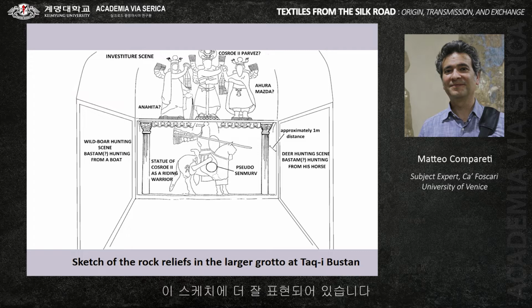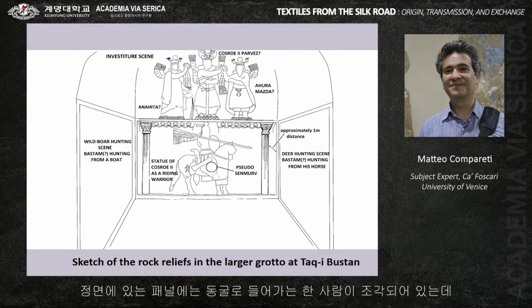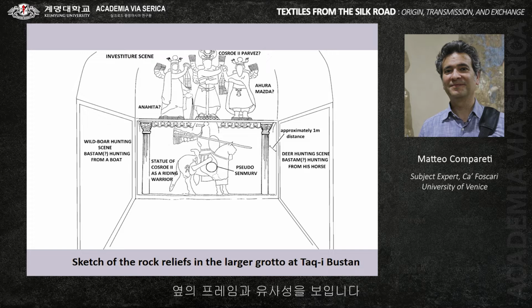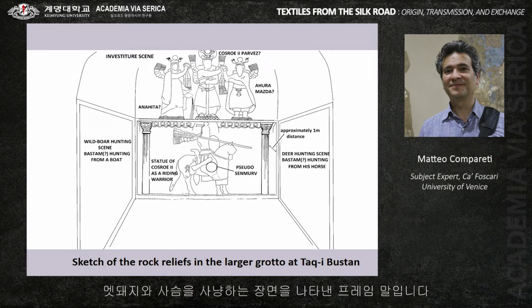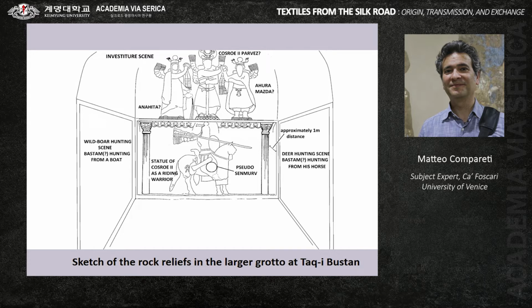It's interesting. This sketch is better represented. We can see that the frontal panel, the one entering the grotto, has a kind of frame which is very similar to the frames we have on the wild boar hunting scene and the deer hunting scene beside. But everything is carved something like 1 meter deeper into the grotto.